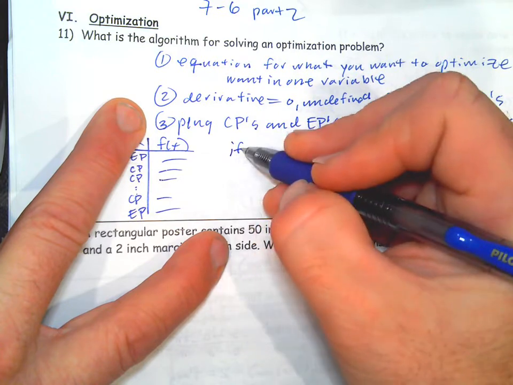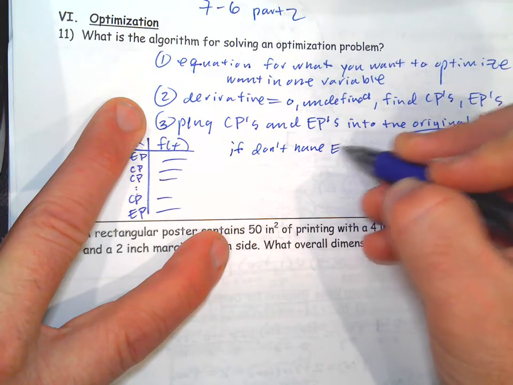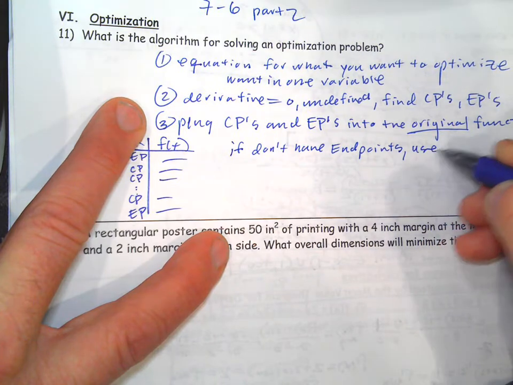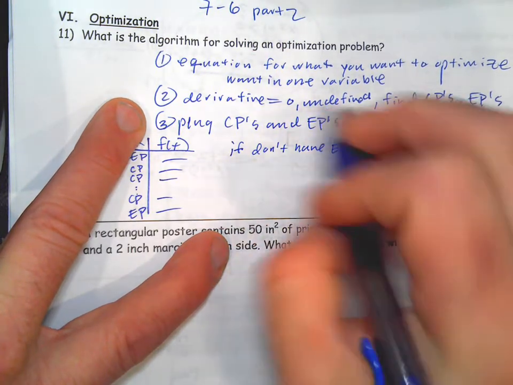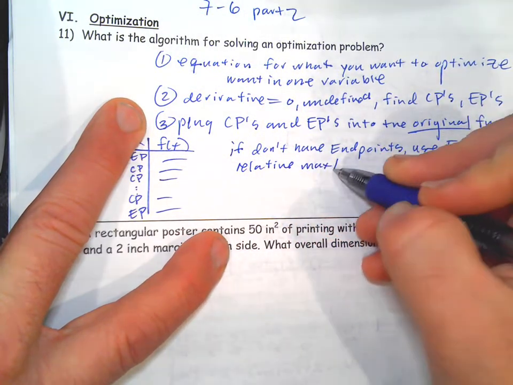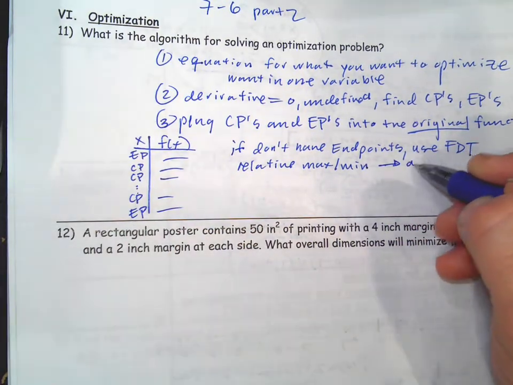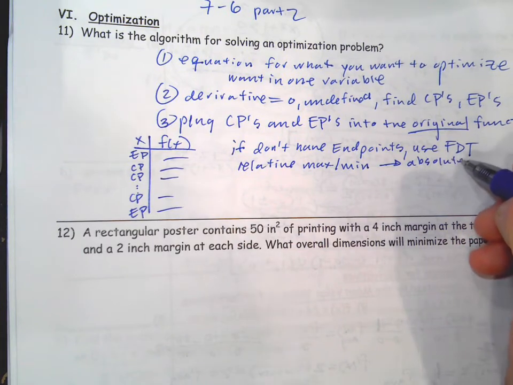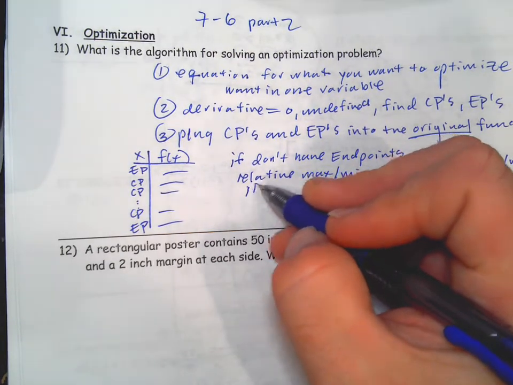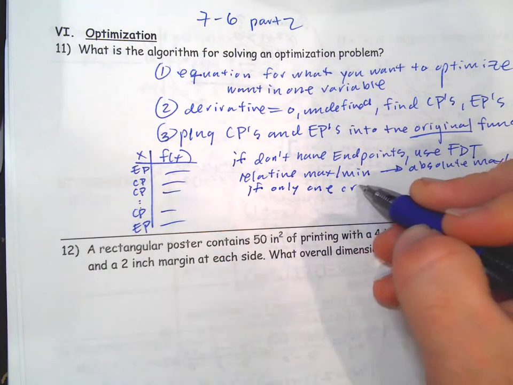Now, if you don't have endpoints, then you can't use extreme value theorem. So what you could try and do is use first derivative test for relative extrema, find the relative max and min, okay? If there's only one, then we can maybe conclude that it's the absolute max or min. But that's only going to work if there's only one critical point.